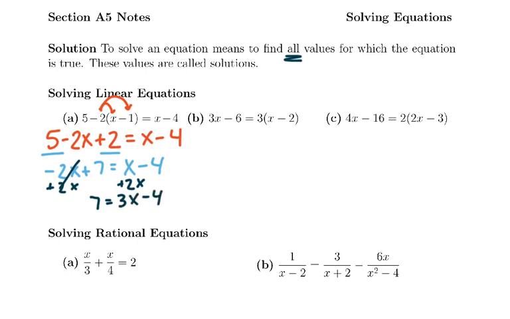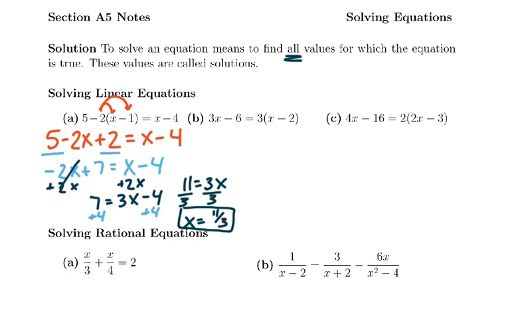Since the variables are on the right-hand side, I'm going to move the constant to the left-hand side. So I'm going to add 4 to both sides. From here to solve, I'm just going to divide both sides by 3. So x is equal to 11 over 3. This is my only solution, so this type of equation is called conditional.